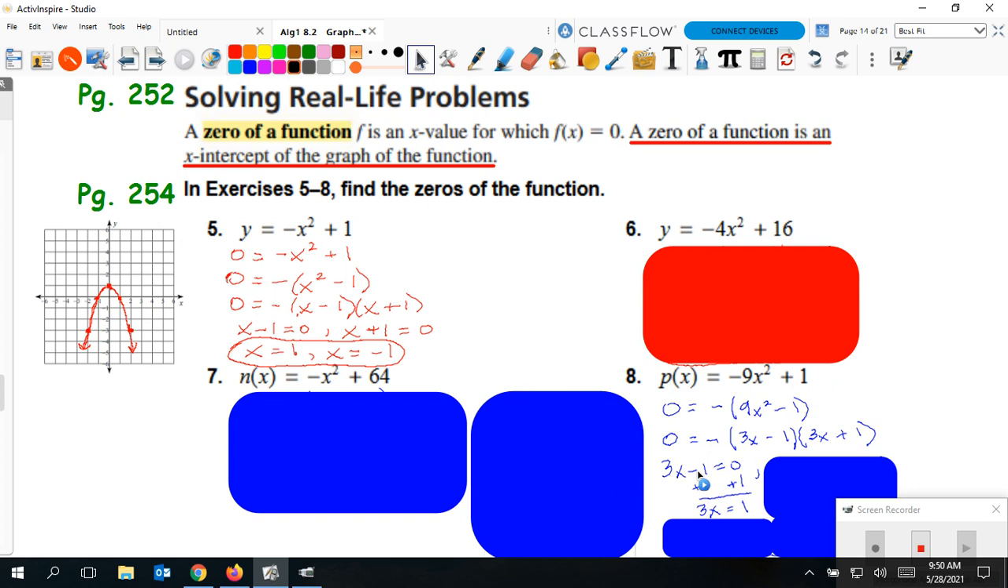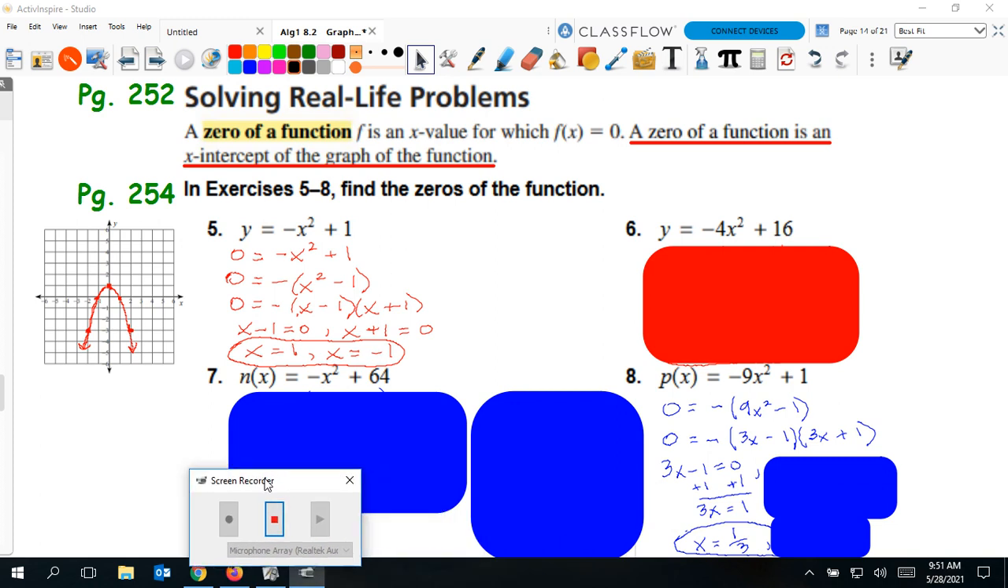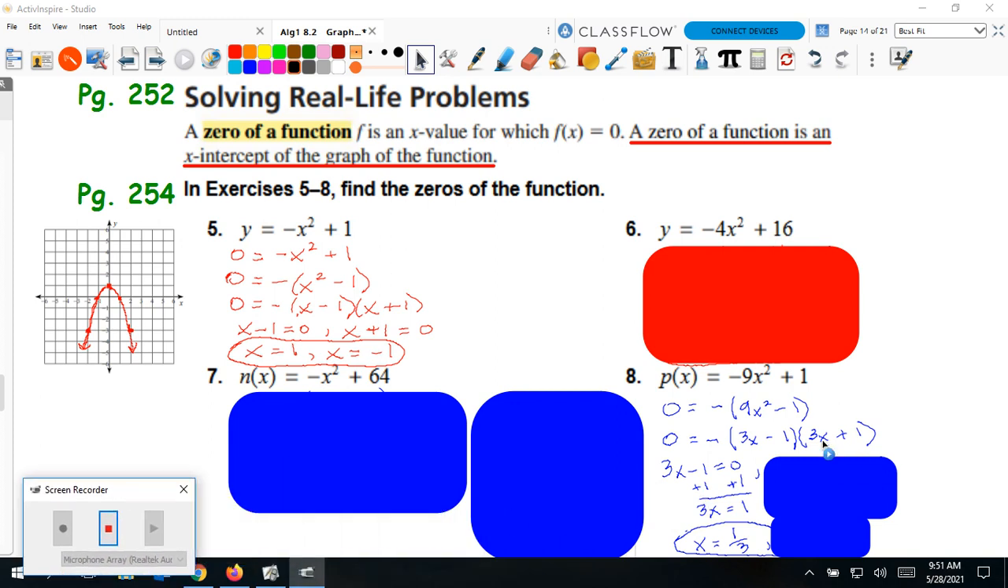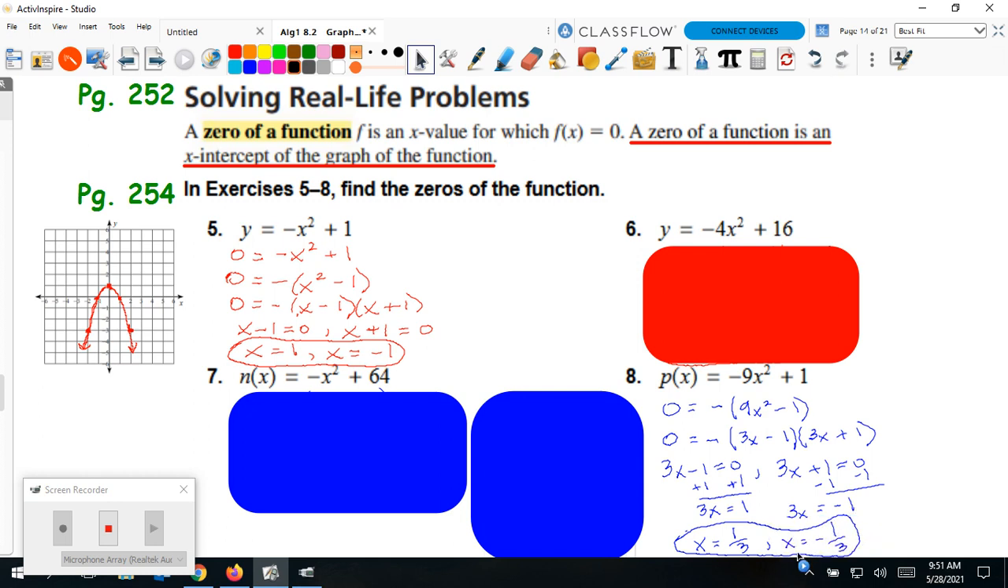Add 1 to both sides. We're going to see it's 3x equals 1. So if I divide by 3, our first answer could be 1/3. And then this over here, our other one, the 3x plus 1, set that equal to 0. And we're going to subtract 1 from this one. And so now we have 3x equals negative 1. And then divide by 3. So for this one, x is going to equal negative 1/3.